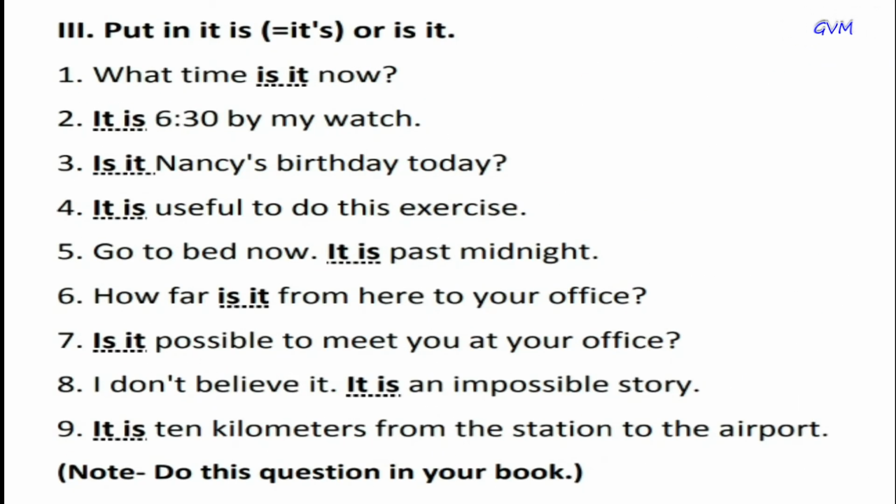Question number 3. Put in it is or is it. We have to put it is and is it according to the sentence. First, what time dash now? And the correct answer is: what time is it now? Second, dash 6:30 by my watch. And the answer is it is 6:30 by my watch.